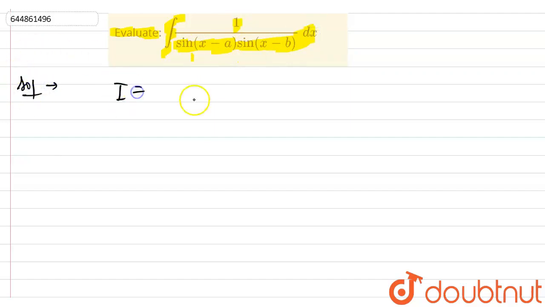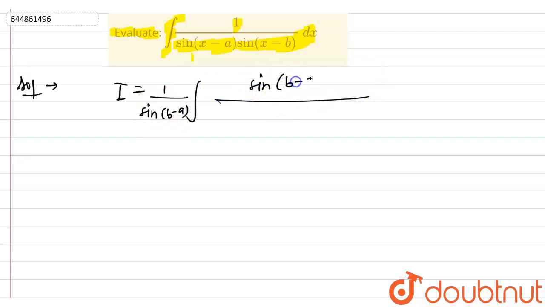First of all, I'm going to make a little change in my given integral. I'm going to divide it by sin(b − a), which is a constant obviously. And if we divide with this, we have to multiply with the same. So I'm multiplying it with the same and the remaining thing is as given in the question.